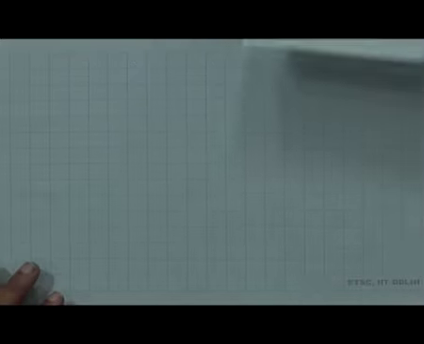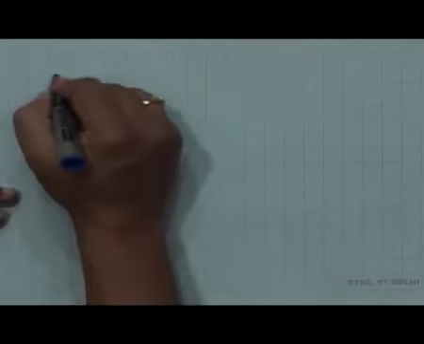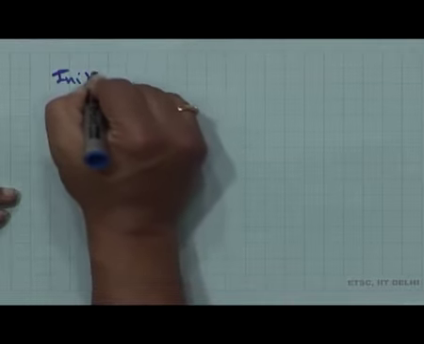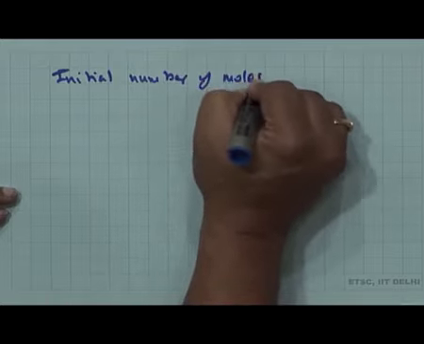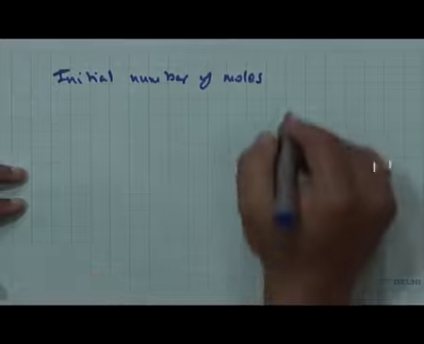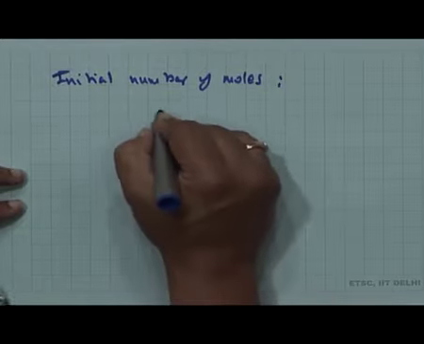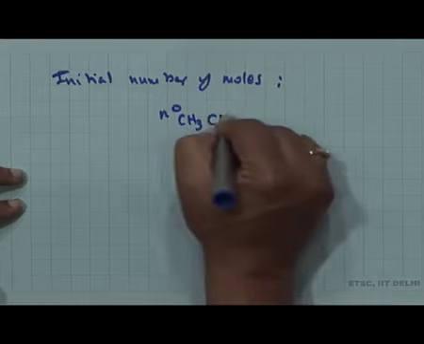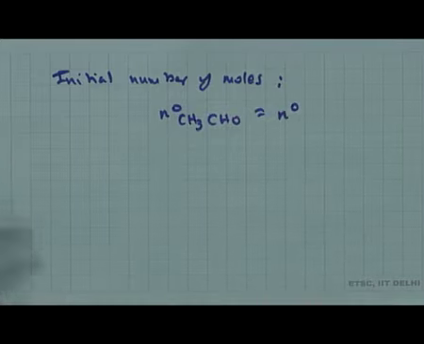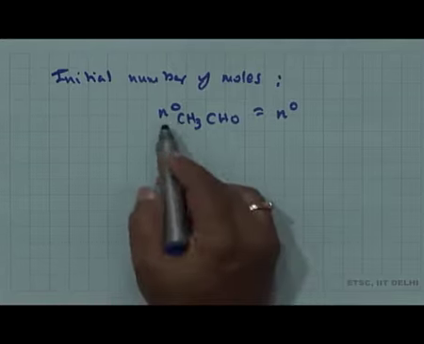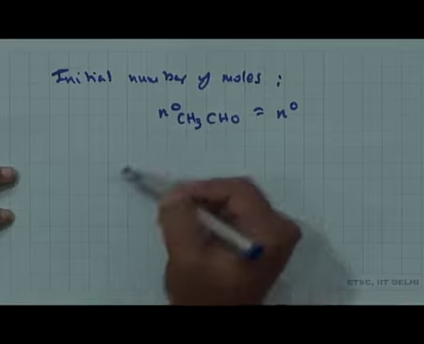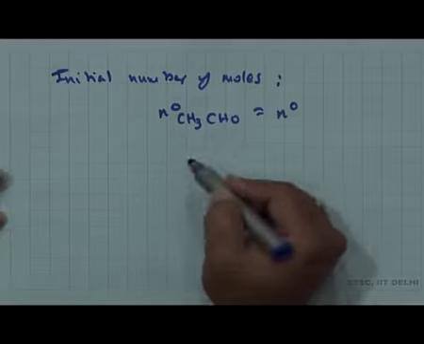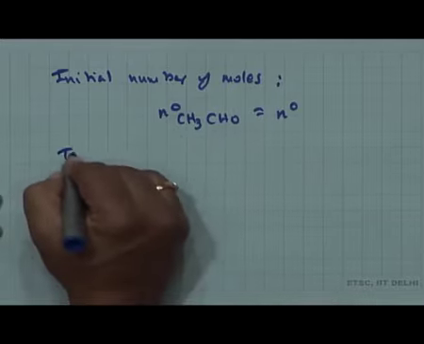Then we have the initial number of moles, N0 CH3CHO is equal to N0, where 0 or naught represents the initial number of moles. N0 CH3CHO means that this is the only species present at the start of the reaction. Now, how can I write the total pressure?